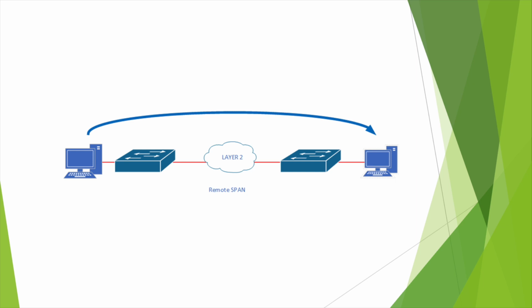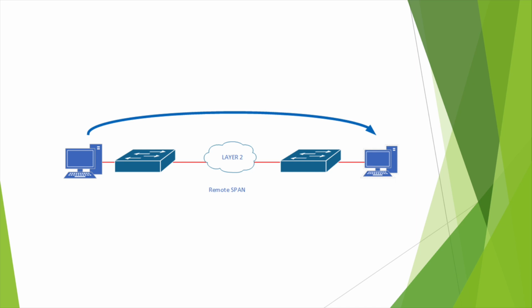Compared to local SPAN ports, RSPAN works by mirroring the traffic from source ports of an RSPAN session onto a VLAN that is dedicated for the RSPAN session, whereas a local SPAN session mirrors two or more physical ports into one port connected to the monitoring device.